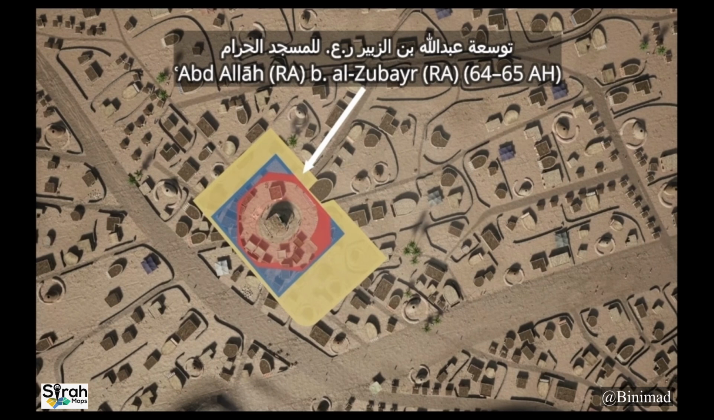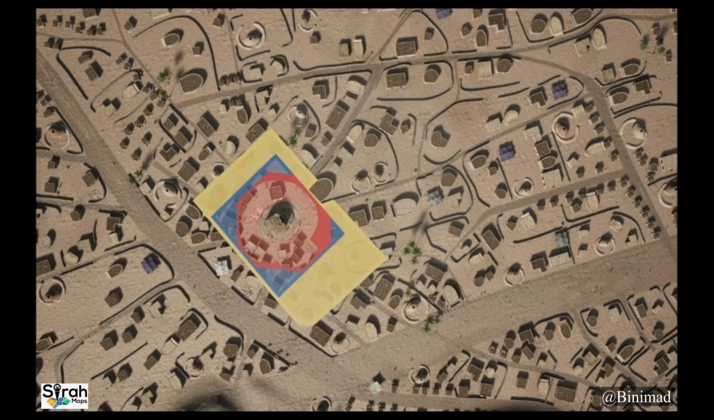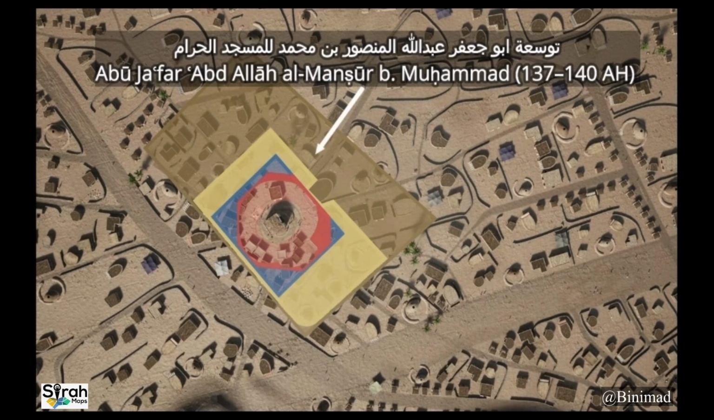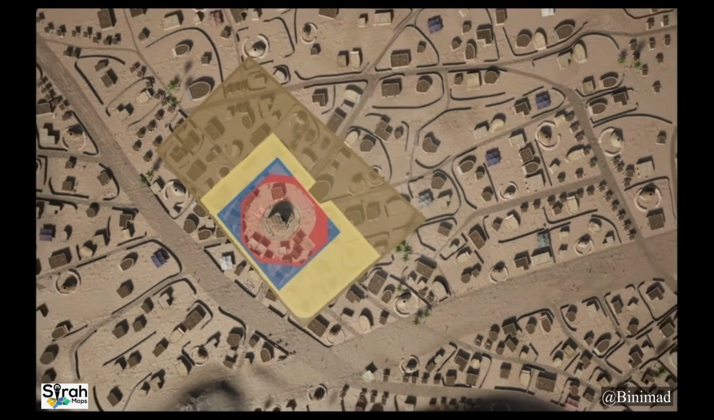The expansion after that was between 137 and 140 Hijri, and it was by the Caliph Abu Ja'far al-Mansur, and was the expansion that first absorbed large parts of Dar al-Nadwa in order to expand in the northwestern side. Like the previous expansion, this too was unable to expand in the northeastern side due to the main belly of the valley path.